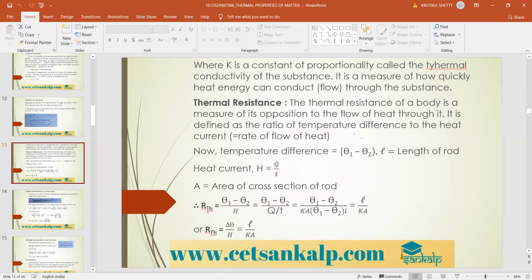So here thermal resistance is given by the formula (theta 1 minus theta 2) divided by H. Or you can also write it as (theta 1 minus theta 2) divided by Q by T. You know already H can be written as Q by T. Q can be written as K A T (theta 1 minus theta 2). Like that you can simplify this equation, and at the end we come to one small equation, that is thermal resistance R_TH is equal to L divided by K into A. Based on the given value, you can use the formula.